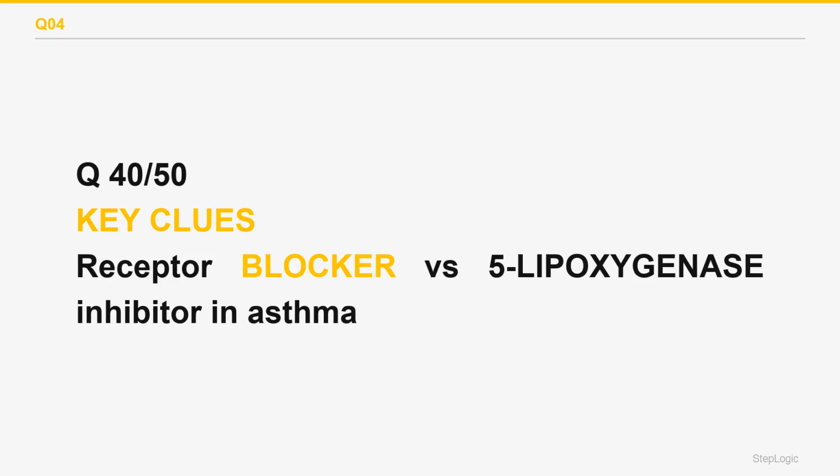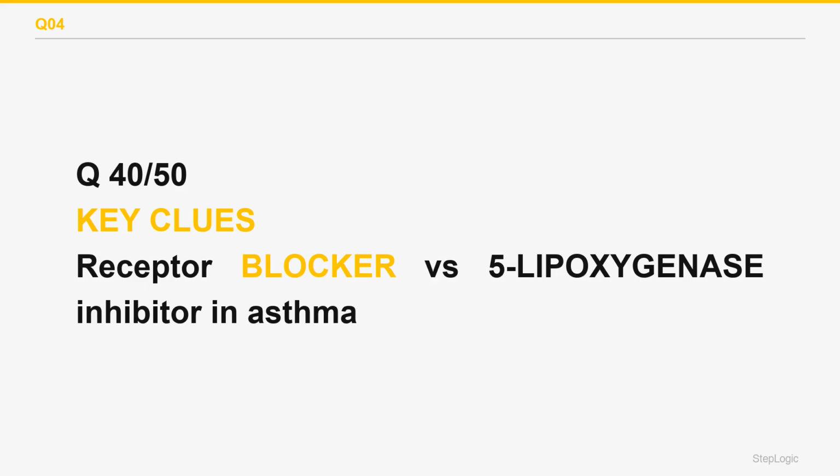Montelukast blocks the leukotriene receptor. Zileuton inhibits 5-lipoxygenase and therefore blocks leukotriene synthesis. Both reduce leukotriene-mediated bronchoconstriction at different points in the same pathway.